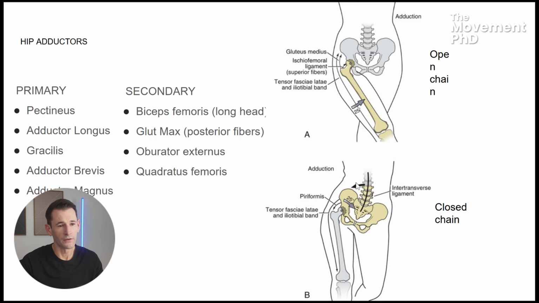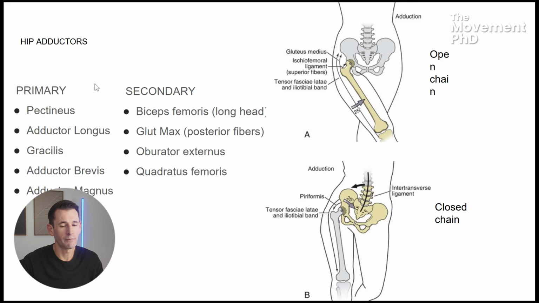If you need a review of those closed chain movements, those arthrokinematics, make sure you see the previous video, which is looking at the bony anatomy and osteokinematics and arthrokinematics. I spend quite a bit of time discussing closed chain movements of the hip.